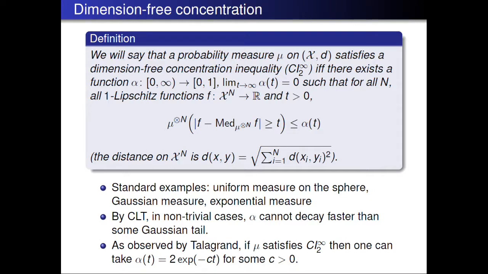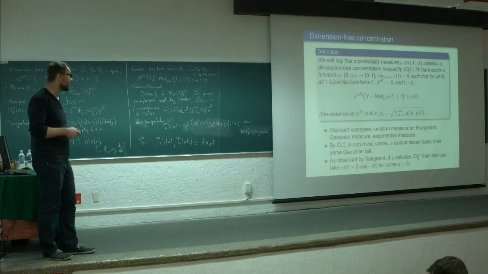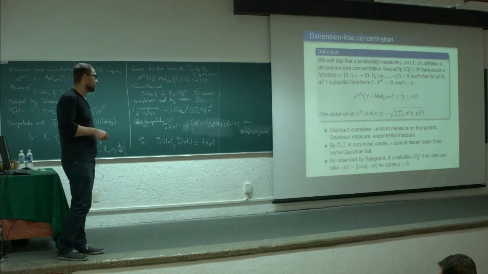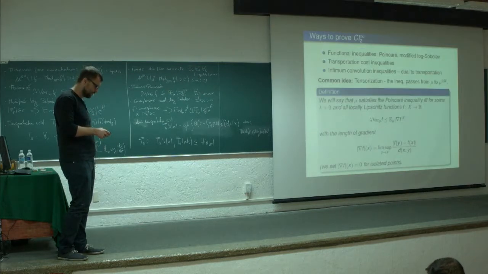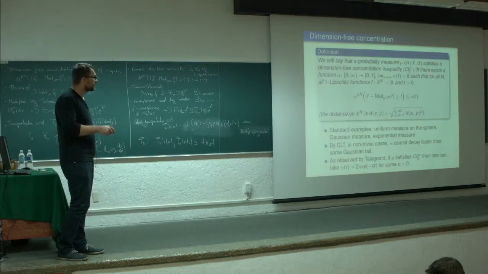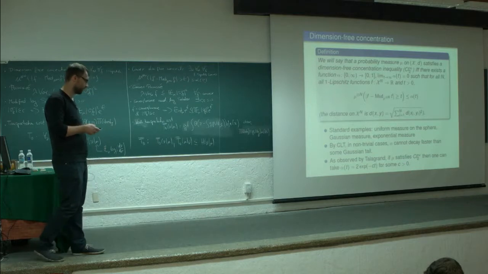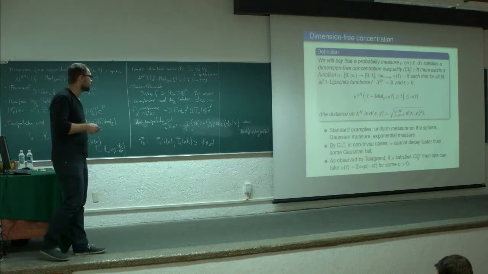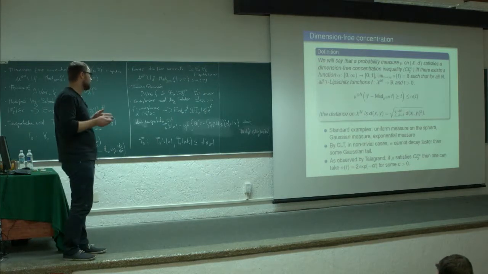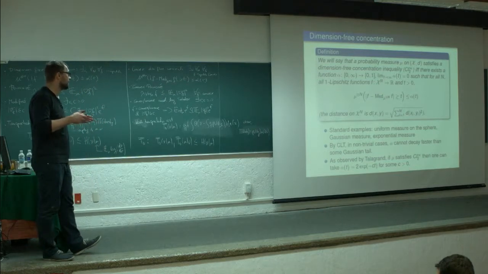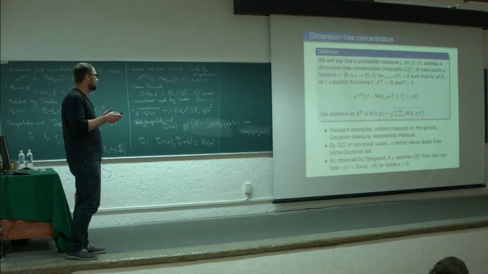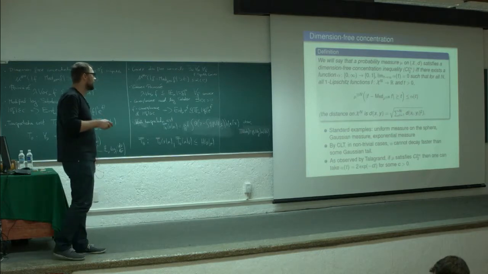At the same time, it turns out that whatever concentration property with non-trivial alpha you have, if it's dimension-free, it can be boosted to a sub-exponential concentration property. So we can always find C independent of n, such that this holds with alpha of this form. This was observed by Michel Talagrand. OK, so this concentration property, if it's dimension-free, is somewhere between exponential and sub-Gaussian.